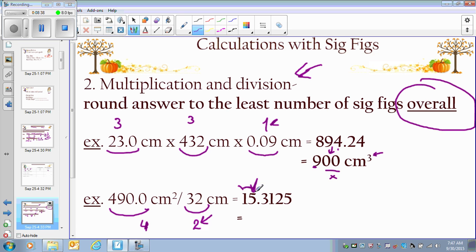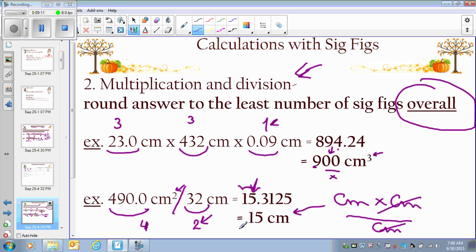I could round this up if it was 5 or above. But since it is 15.3, my answer would only be 15 centimeter. Now, how is it centimeter instead of centimeter square divided by centimeter? You have to know how to deal with the units as well. Centimeter square means you have centimeter multiplied by centimeter. That's what centimeter square means. Now you see you are dividing it by another centimeter. So when you divide it by centimeter, the centimeters get cancelled. So your answer will be centimeter only.